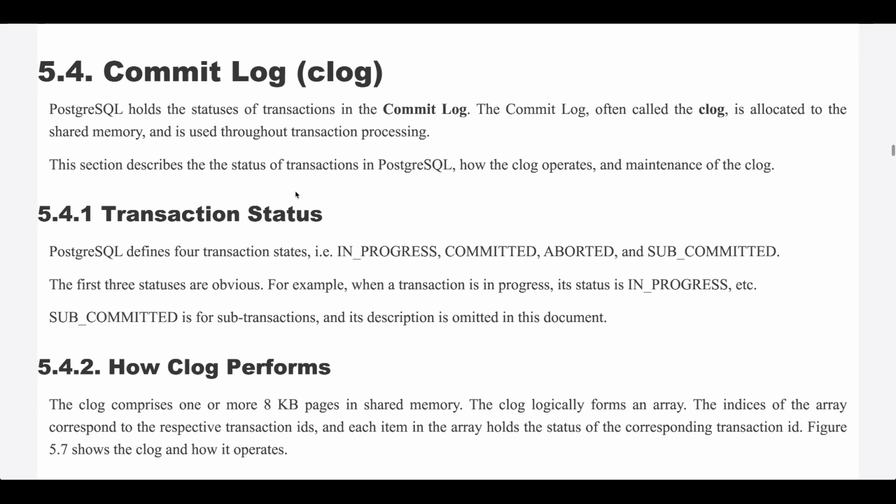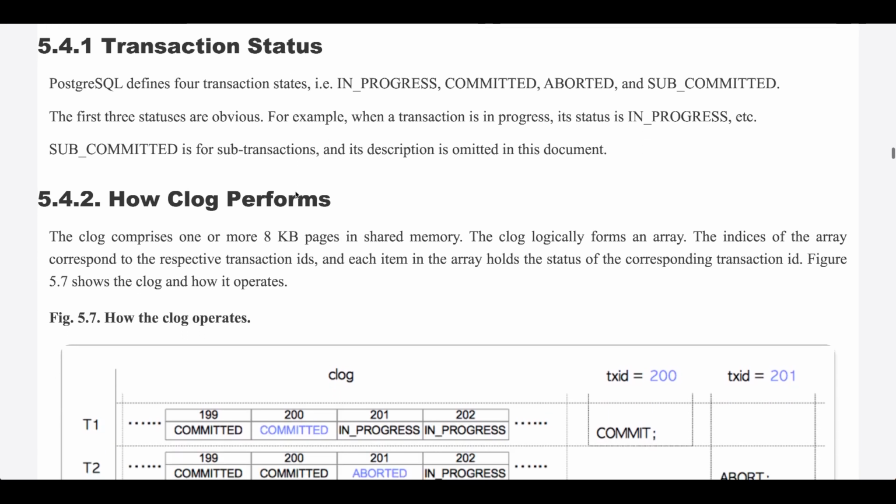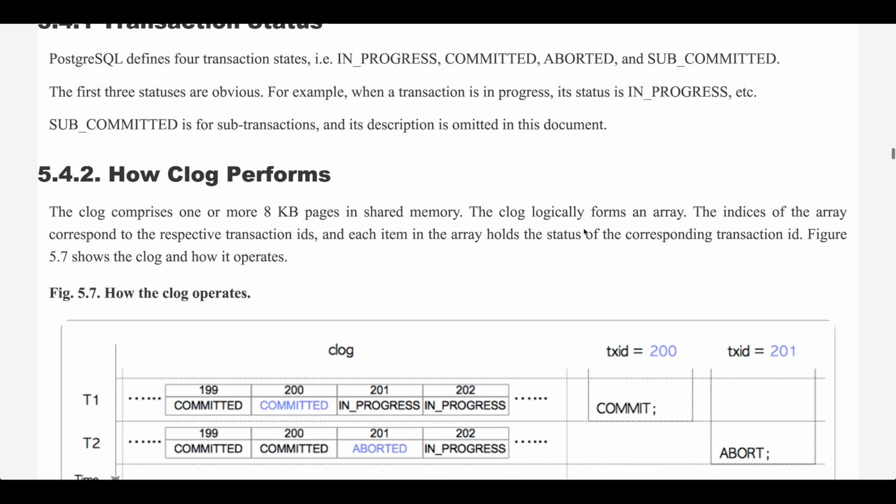5.4 Commit log, clog. Postgres holds the statuses of transactions in the commit log, or clog. The commit log, often called the clog, is allocated to the shared memory and used throughout transaction processing. This section describes the status of transactions in Postgres, how the clog operates, and the maintenance of the clog. 5.4.1 Transaction status. Postgres defines 4 transaction states: in progress, committed, aborted, and sub-committed. The first 3 states are obvious. For example, when a transaction is in progress, its status is in progress, etc. Sub-committed is for sub-transactions, and its description is omitted from this document.